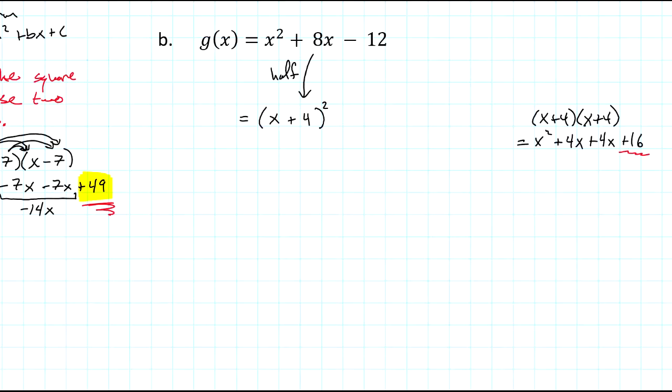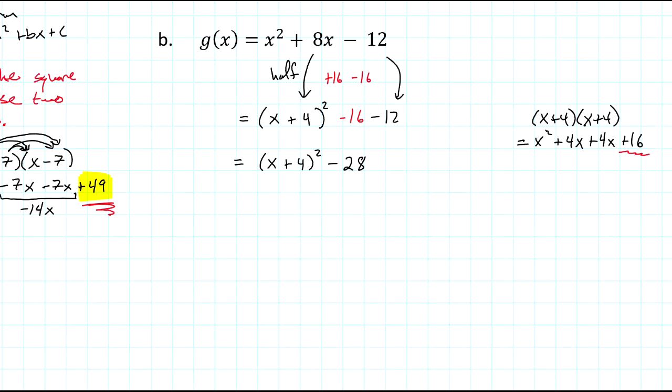So this added 16, so I need to take away 16 as well to balance that out, to make up for the fact that that x plus 4 squared added 16 to the problem. That minus 12 is just coming down there. And then we add the minus 16 and the minus 12 together to get minus 28. That's it. We're done. So this really isn't that bad once you get comfortable with it.